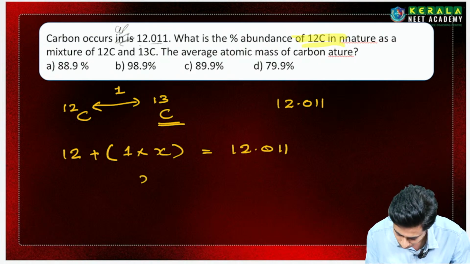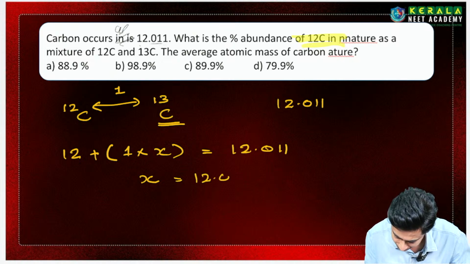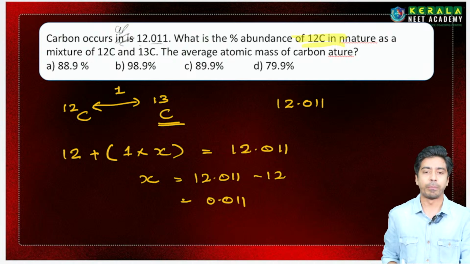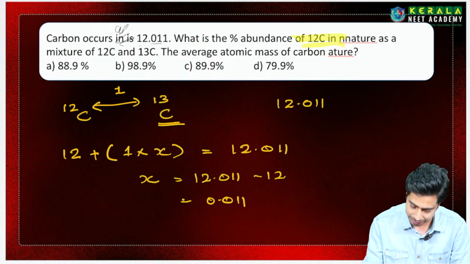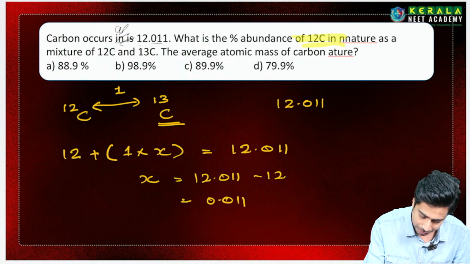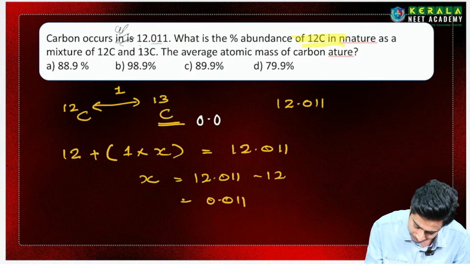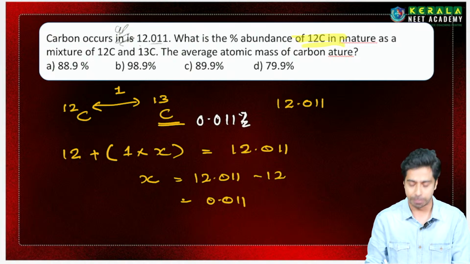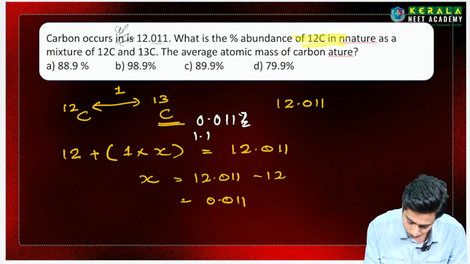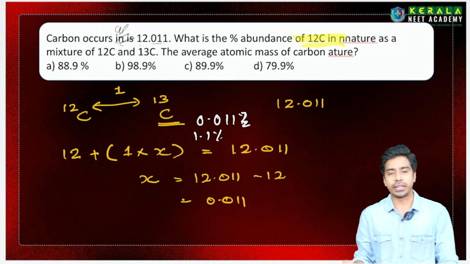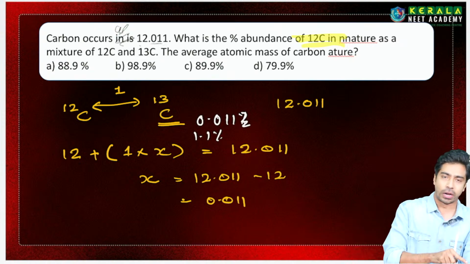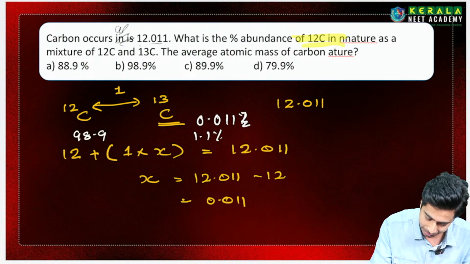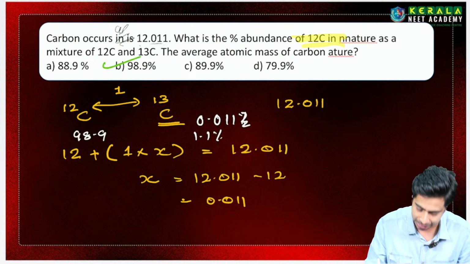So solving for x, you get 12.011 minus 12, that's equal to 0.011. So the fractional abundance of carbon 13 is 0.011. What will be the percentage? Multiply by 100, so it will be 1.1 percent for carbon 13. What will be carbon 12? The total is 100, so 98.9 will be the answer.